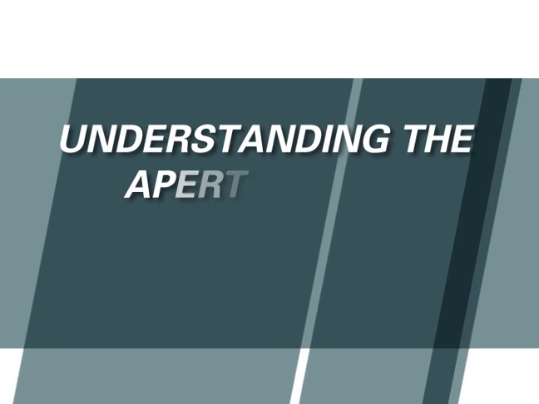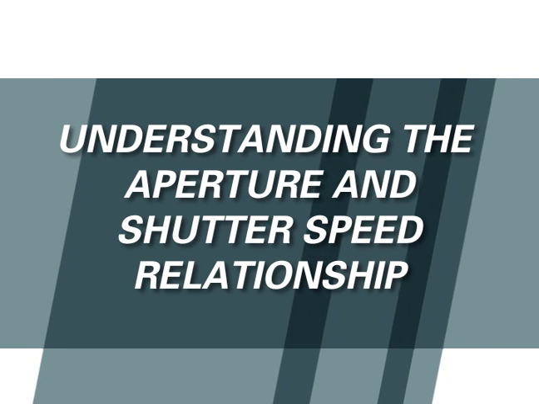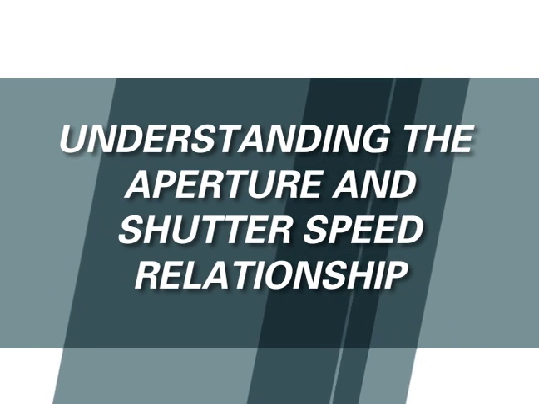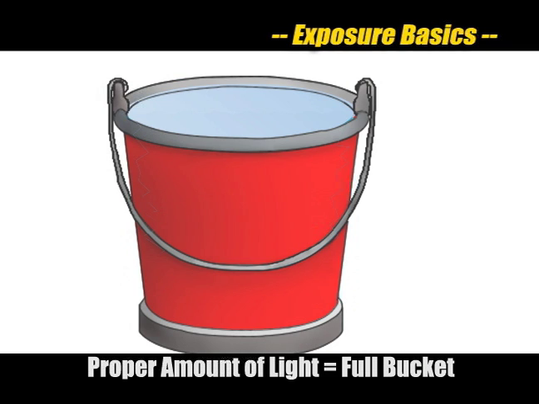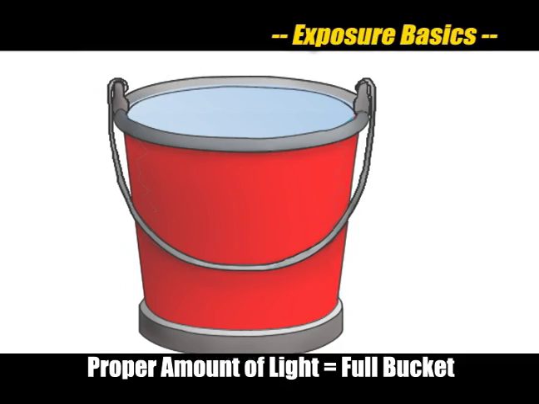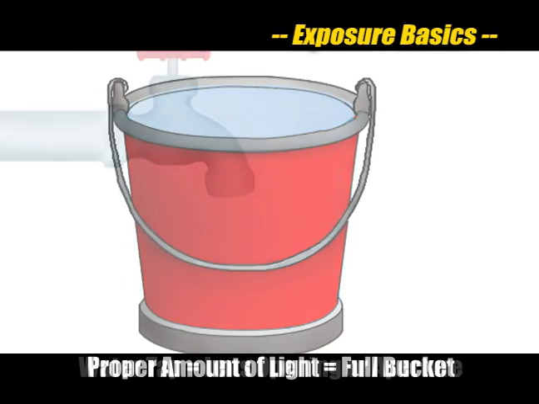Now that we've covered the overview of the three major parts of exposure, let's discuss how these parts affect each other. Let's review the basic theories of exposure by using an analogy. The amount of light needed for proper exposure is like a full bucket of water. The water tap used to fill the bucket is like the aperture or opening on your lens. The duration of the camera's shutter speed is similar to the amount of time you'll have to leave the water tap turned on to fill the bucket.